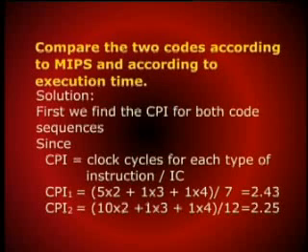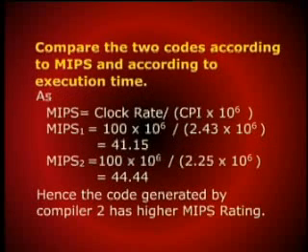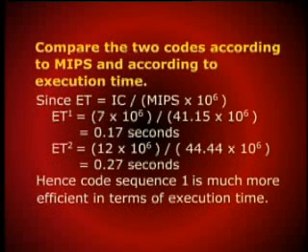Similarly, the CPI for the second program turns out to be 2.25 million. And the MIPS for the first program turns out to be 100 into 10 raised to the power 6 divided by 2.43 into 10 raised to the power 6, which is 41.15. Similarly, if we calculate the MIPS for program 2, it turns out to be 44.44. Hence, the code generated by compiler 2 has higher MIPS rating, since ET, the execution time, is inversely proportional to MIPS.